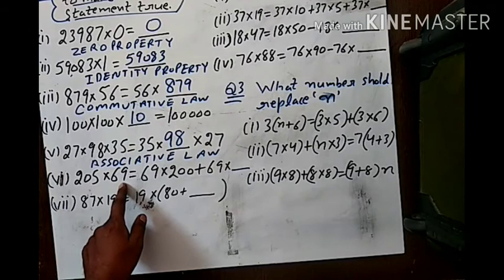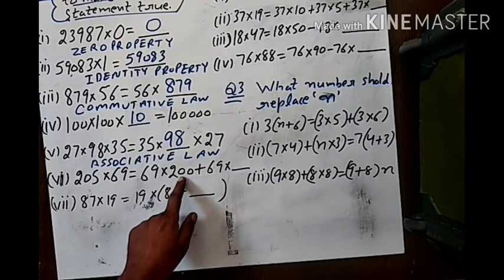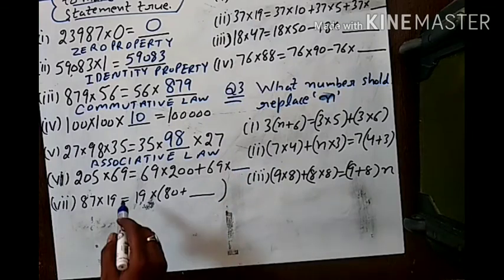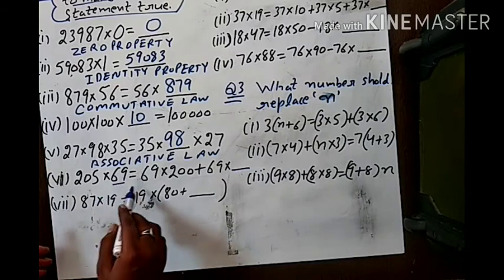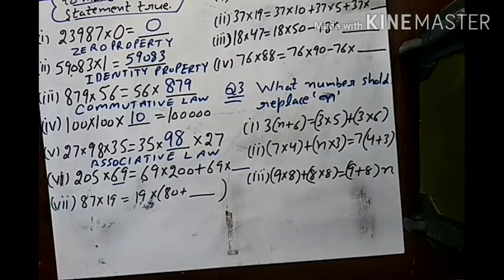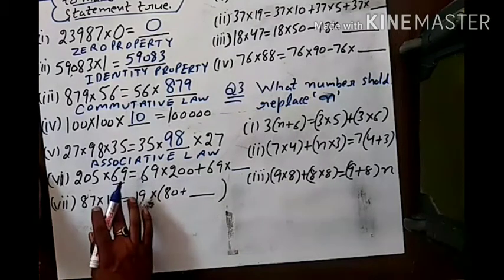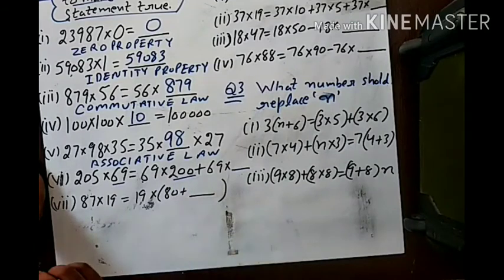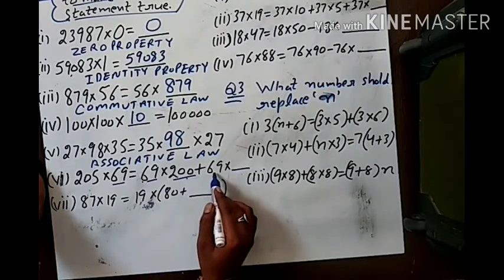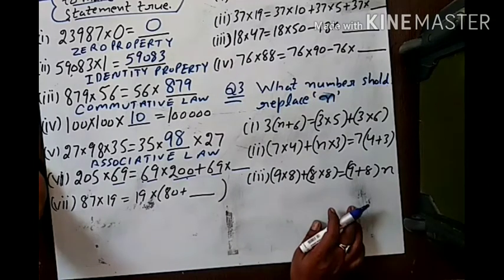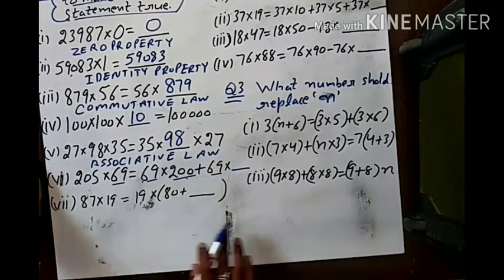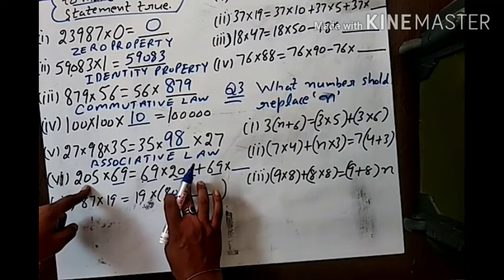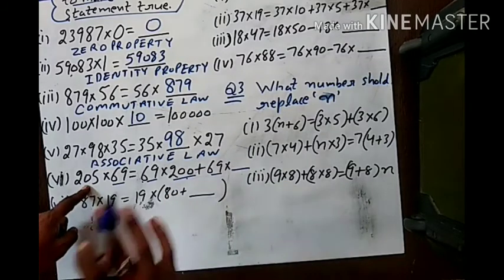205 multiplied by 69 is equal to 69 multiplied by 200 plus 69 multiplied by what? Now here you will see that on the left hand side, 69 is multiplied by 205. And on the right, 69 is multiplied with 200 and 69 is multiplied by what more number so that both sides may be equal. Here it is 205, but here is only 200. So what will we write? We will write here 5.